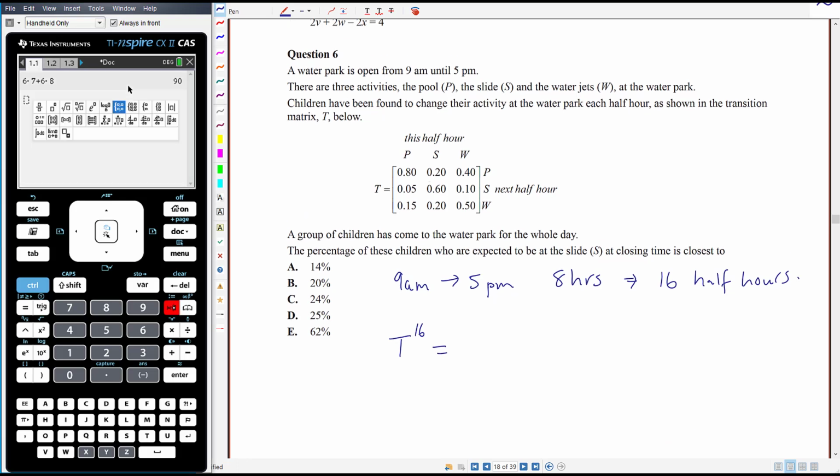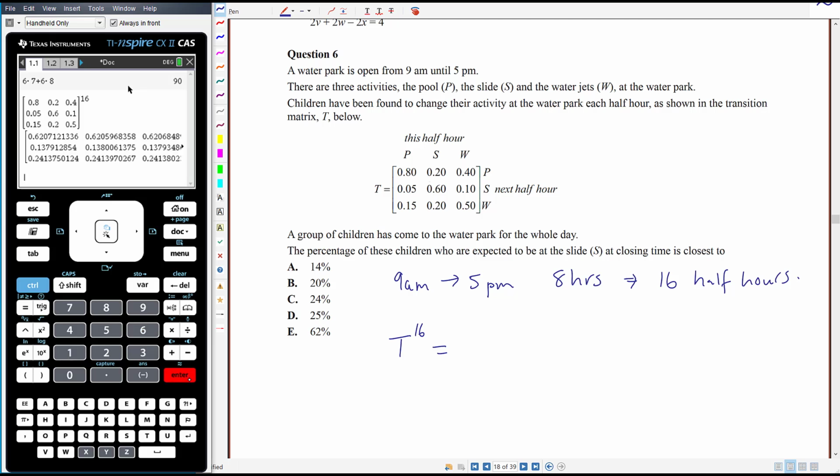Okay, so just going to enter in my matrix. So it's a 3 by 3 matrix, 0.8, 0.2, 0.4, 0.05, 0.6, 0.1, 0.15, 0.2, 0.5. And if we do that to the power of 16, then at the end of the park, the percentage of children who are expected to be at the slide at closing time. Okay, so we can see that there we have reached a steady state. You see each row is the same.